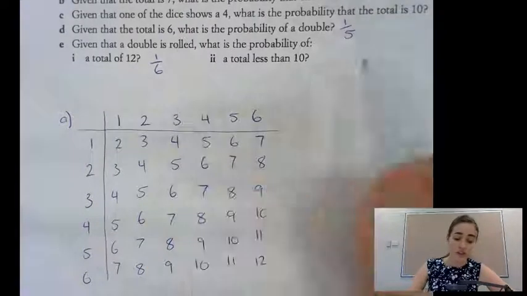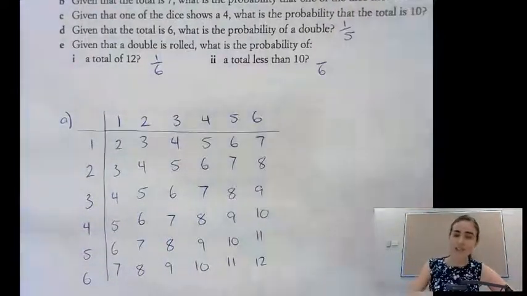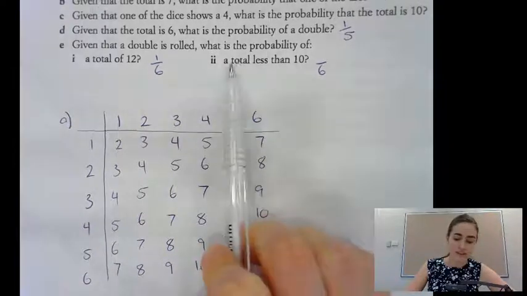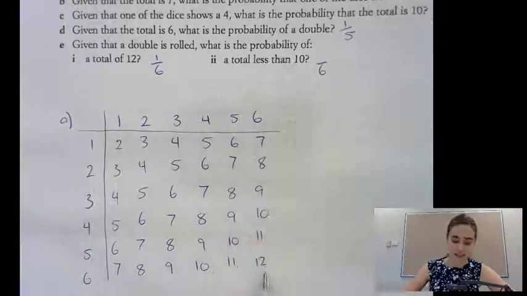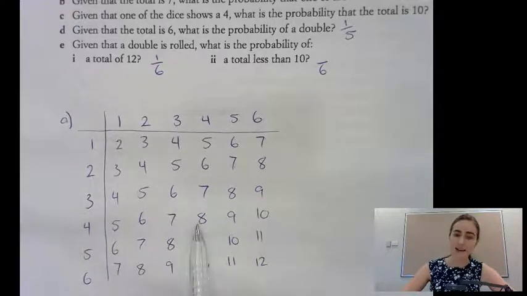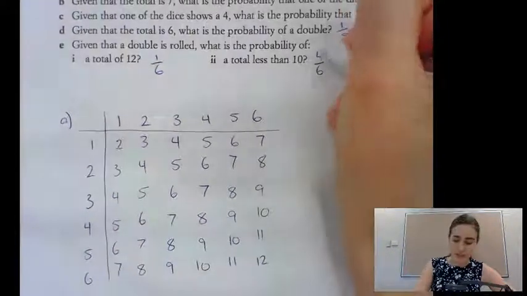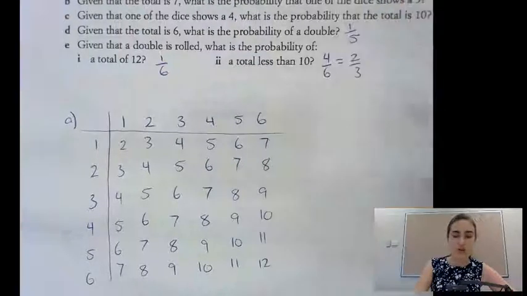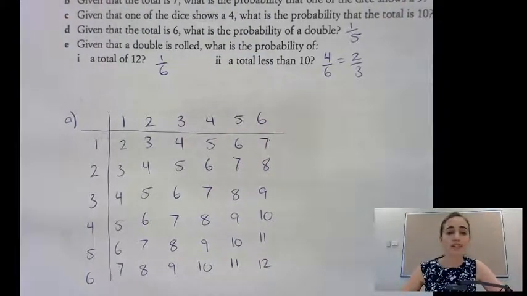And given that a double is rolled, we're still going to be out of 6. But we want a total less than 10. So we don't want the 12 or the 10, but we do care about the 2, 4, 6, and 8. So that's going to be 4 out of the 6 of them, which would be 2/3. So that's having a look at conditional probability.